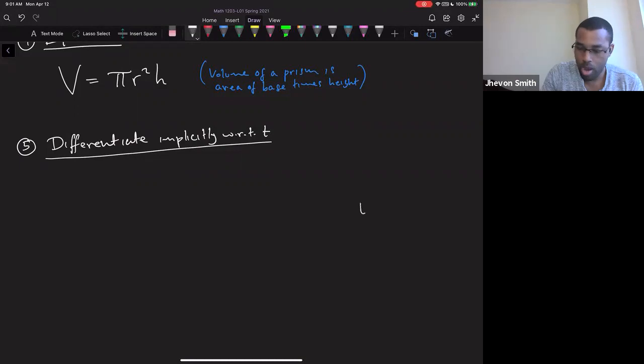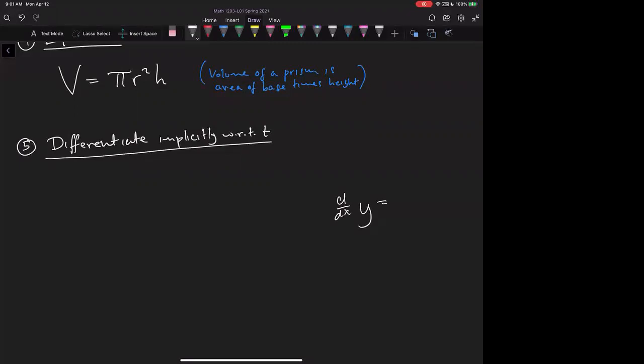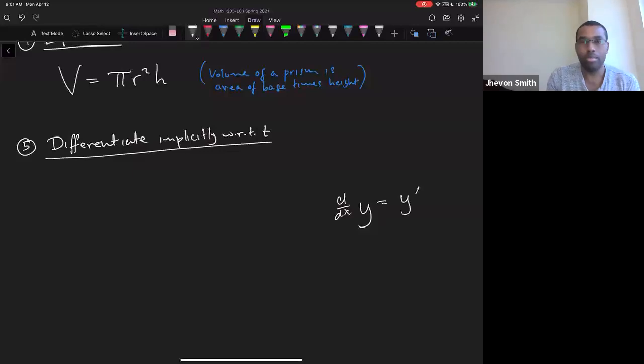Okay, so I have y, and I want to take the derivative with respect to x. What do I get? Remember when we did that lesson with implicit differentiation? You just get y prime, right? You get y prime or dy dx, right? So what do you get when you differentiate v?